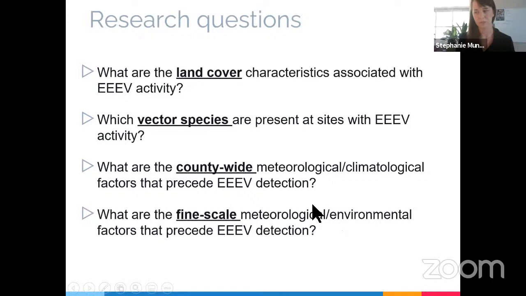So I had 4 research questions going into this project. First, what are the land cover characteristics associated with EEE activity? And then what vector species are present at sites with EEE activity? And those were more of the exploratory analyses, and they fed into the second part, which is looking at developing county-wide and then fine-scale time series models to identify what factors precede EEE detection.